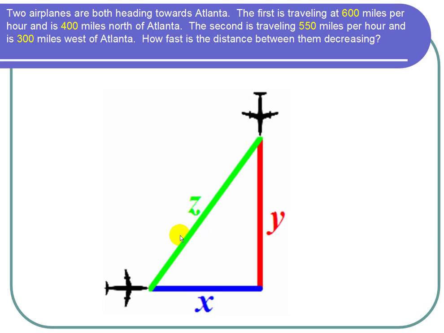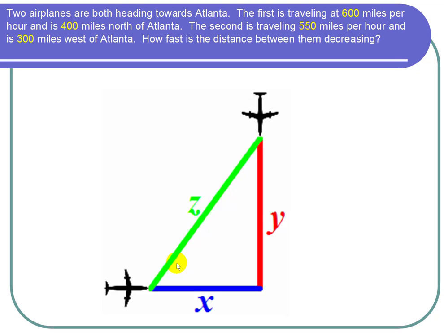I'm going to mark x to be the distance from the second plane to Atlanta, y to be the distance from the first plane to Atlanta, and z will be the distance between the two planes. I see I have a right triangle here. So now let's write down all our known numbers.